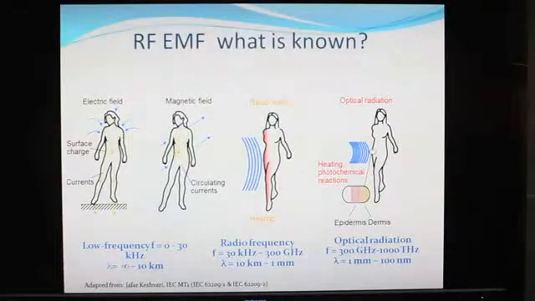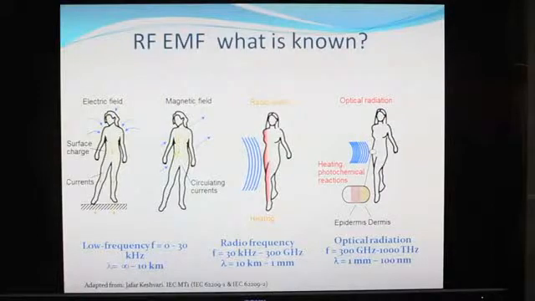What is known about the electromagnetic waves? At low frequency, we know that the electric field creates in humans surface charge and currents because we are conductors. And the magnetic field also creates circulating currents in the body. At radio wave frequencies, there is a heating process, and above, in optical radiation, there are photochemical reactions.